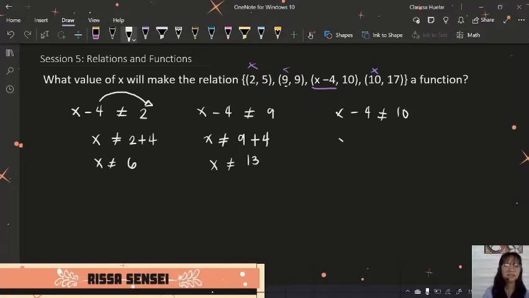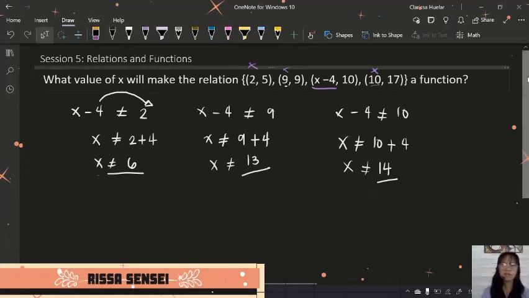And lastly, x must not be equal to 10 plus 4. So x must not be equal to 14 because 14 minus 4 is 10 at meron ka nang 10 dito, hindi siya magiging function. Okay? Kung ito ay multiple choice, hindi dapat natin isasagot ang 6, ang 13, and 14. Okay? Now, let's move on.